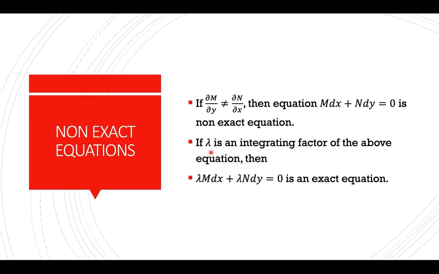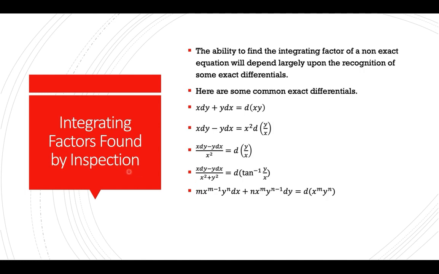And if lambda is an integrating factor of this equation, then multiplying each term by lambda will make the equation exact. So our objective is to find an integrating factor that will make the equation exact. So the first method is by inspection.